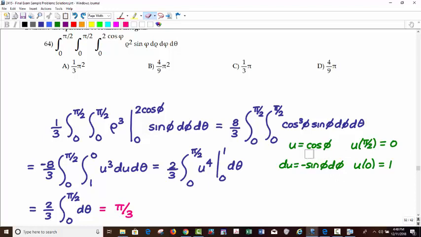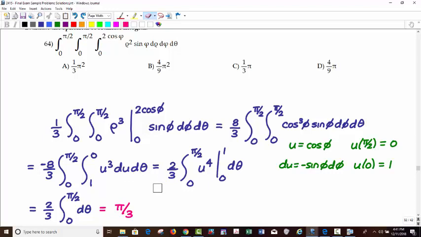Put in pi over 2. Cosine of pi over 2 is 0. Cosine of 0 is 1. So pull the negative out. So it's negative 8/3, 0 to pi over 2, 1 on bottom, 0 on top, and I just have u cubed du d theta. Now I did the same thing here that I've mentioned in a couple of other ones, where I just used the property where I reverse the limits of integration. So changing that 1 on bottom, 0 on top, to now 0 on bottom, 1 on top, gets rid of the negative. So there's no negative there.